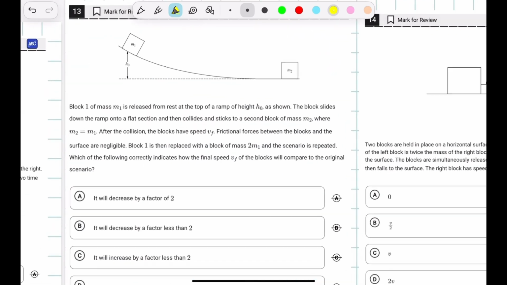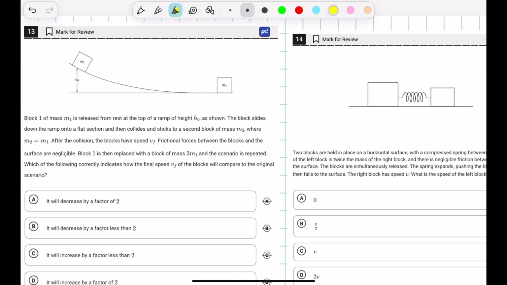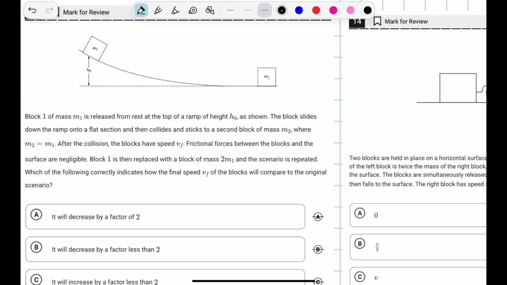So a block 1 of mass m1 is released from rest at the top of a ramp of height h initial as shown. The block slides down the ramp onto a flat section and then collides and sticks to a second mass of mass m2, where m2 is equal to m1. After the collision, the blocks have a speed of vf. Frictional forces between the blocks and the surface are negligible. Block 1 is then replaced with a block of mass 2m1, and the scenario is repeated. Which of the following indicates how the final speed vf will compare to the original scenario?